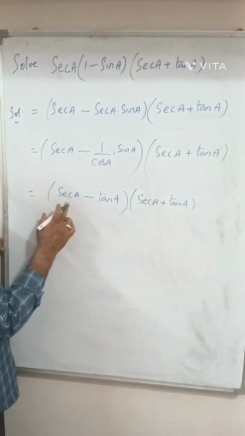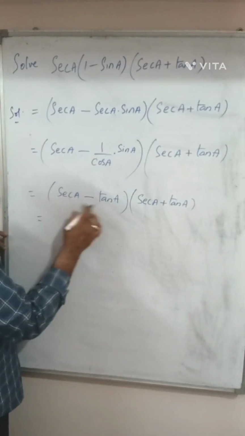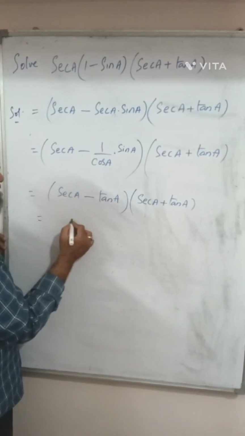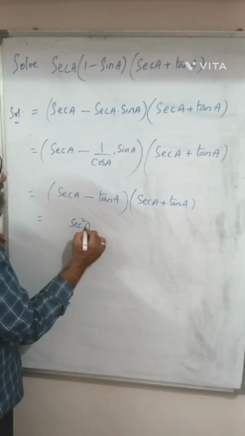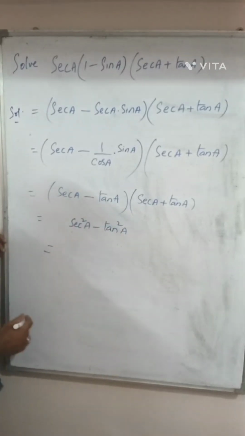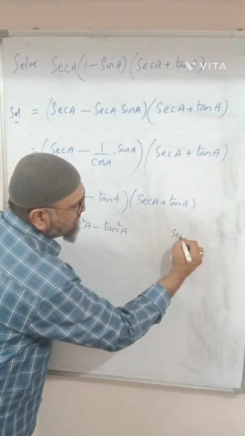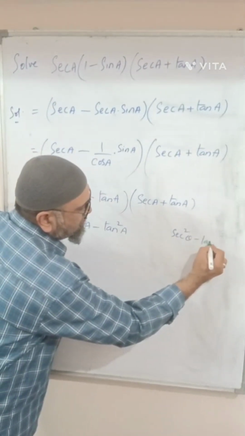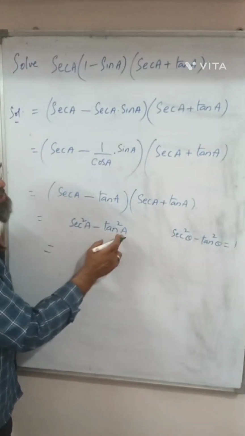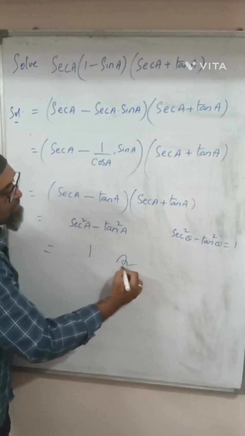This is similar to A minus B into A plus B. A minus B into A plus B is A square minus B square. So I can write this as secant square A minus tan square A. Now we have one identity: secant square theta minus tan square theta is equal to 1. So secant square A minus tan square A is equal to 1. This is our answer.